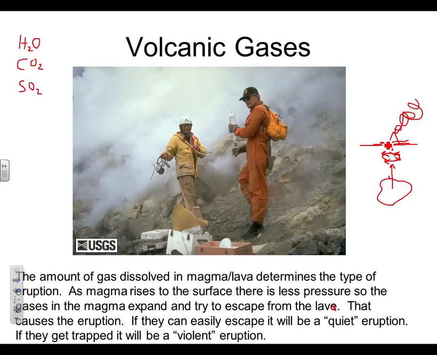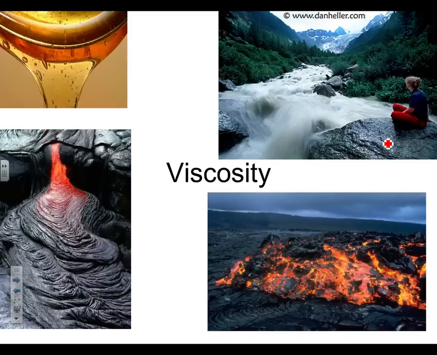And that's what scientists look at, because they want to know, is that volcano going to erupt violently, or is the lava just going to spill out on the surface? It's very important for what they do to prepare people. So we need to talk about viscosity.